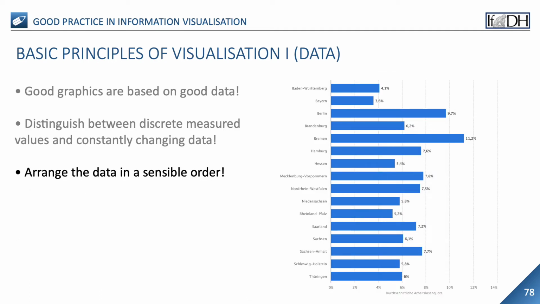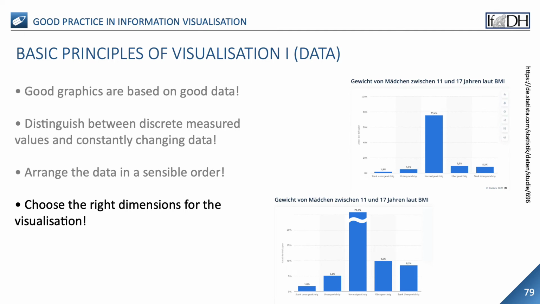Arrange the data in a meaningful order. An alphabetical order is helpful if you want to find individual entries quickly in a long list. However, it says nothing about the peaks or correlations in the data. Choose the right dimensions for visualization. It makes a big difference visually whether you give the weight in kilograms or grams, for example. If measured values are close to each other, they must be equalized in order to be easily readable.